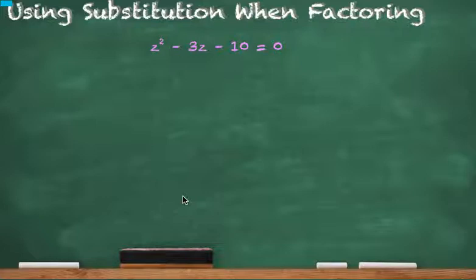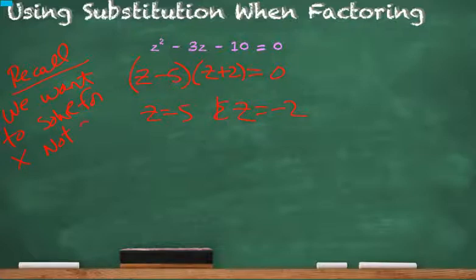So let's work this out. The factors here, z minus 5 times z plus 2 is equal to 0. We have z is equal to 5, and z is equal to negative 2. However, we have to recall that this problem was not given to us with z variables. We want to solve for x, not z.